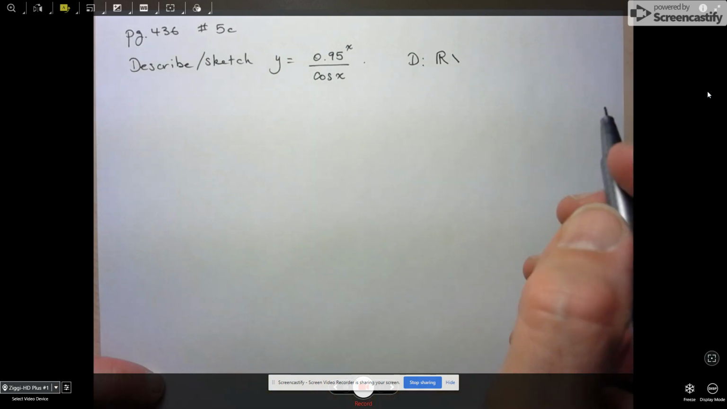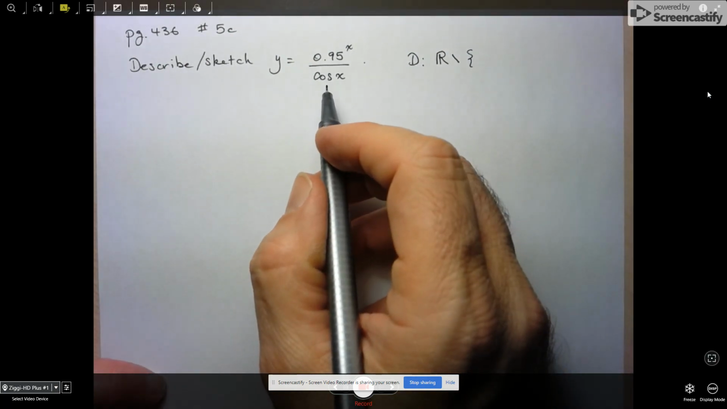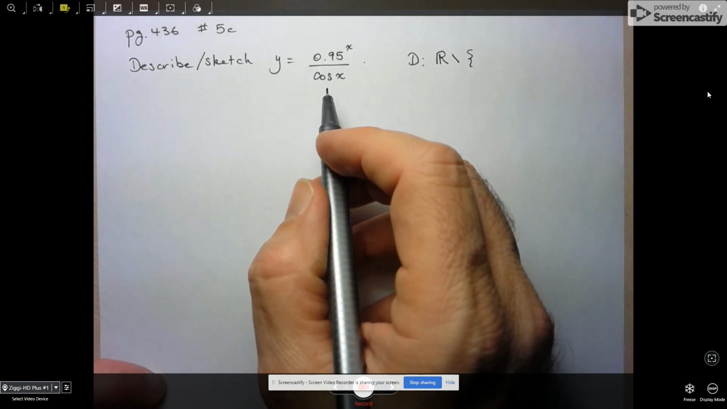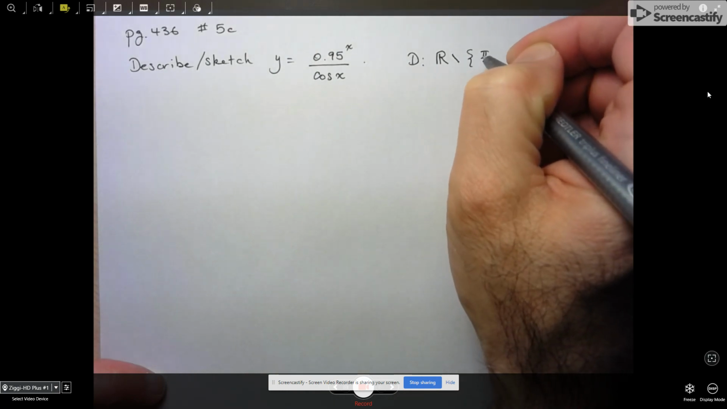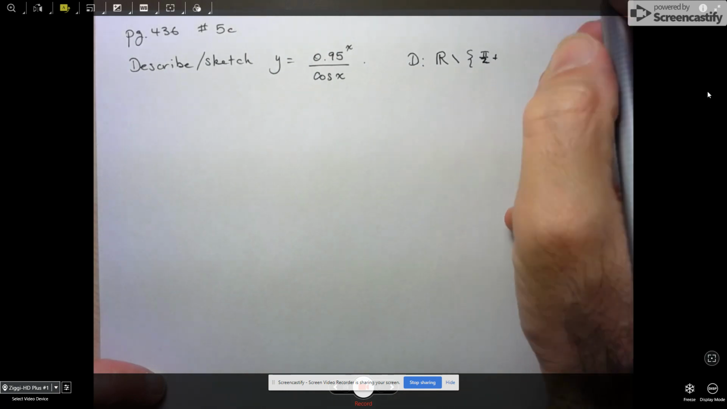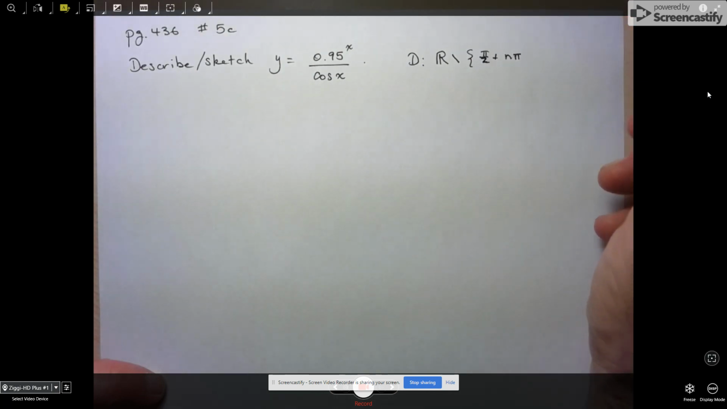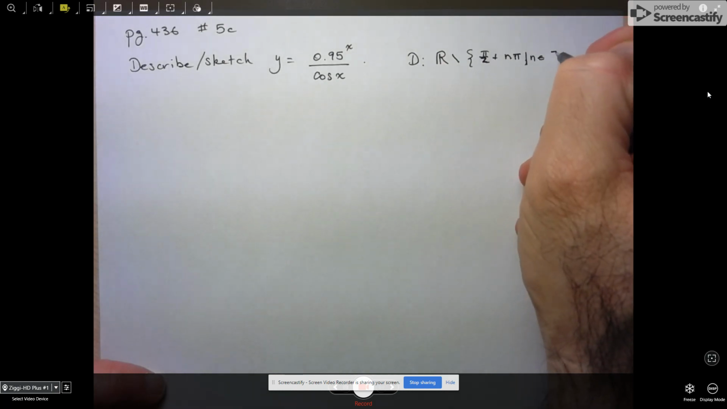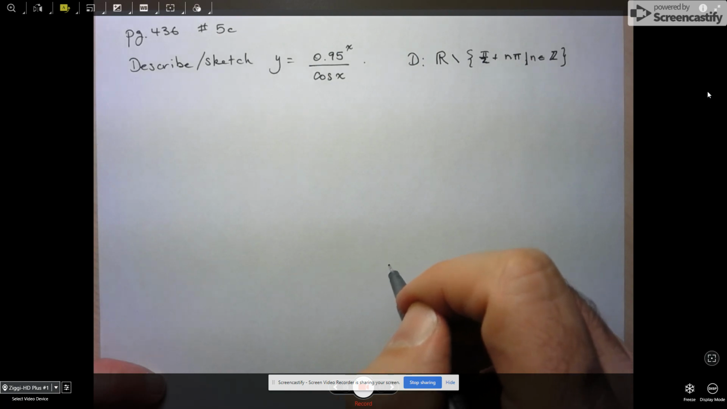But in this case here, we definitely have some restrictions, and we just have to remember when cos x is equal to 0. Cos x is equal to 0 at pi over 2, 3 pi over 2, 5 pi over 2, so on and so forth. So we can just say pi over 2 plus n pi, because every pi units it's going to be equal to 0, such that n is an integer. Okay, so this is our domain.